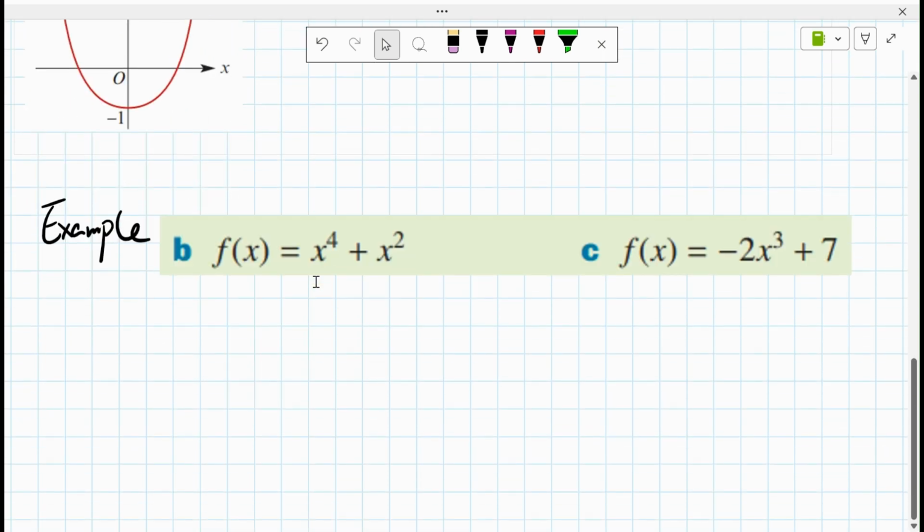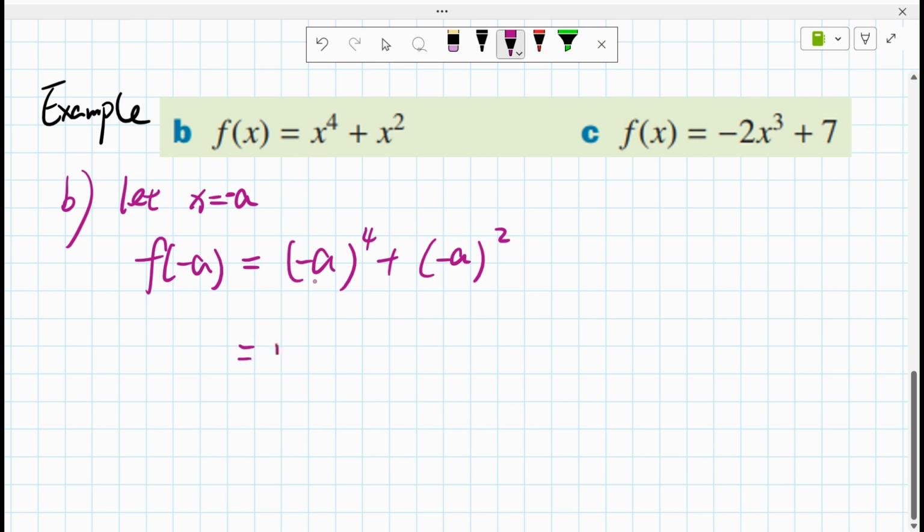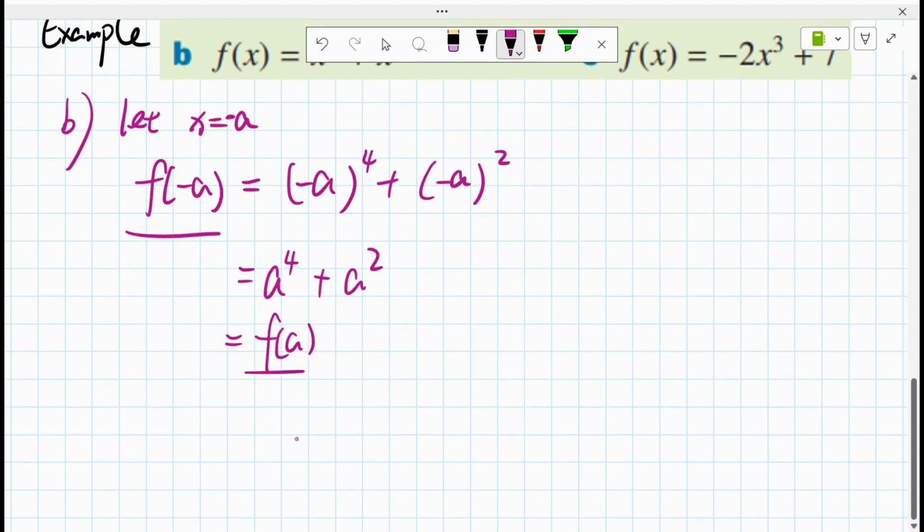So how do we test this out? Let's see the first question. Let x equal a, so let's try with x equal to negative a. Let's test it: f(-a) = (-a)^4 + (-a)^2, and it turns out that equals a^4 + a^2, and that actually equals f(a). So if f(-a) equals f(a), that's an even function.